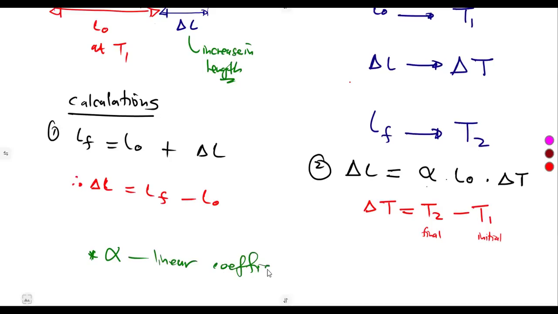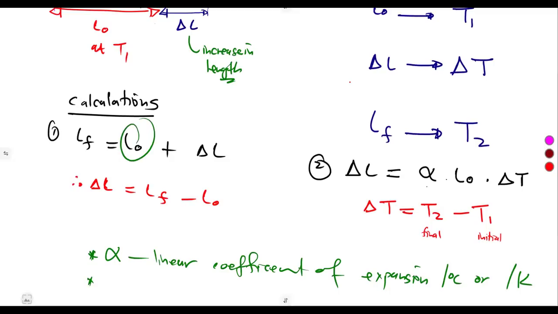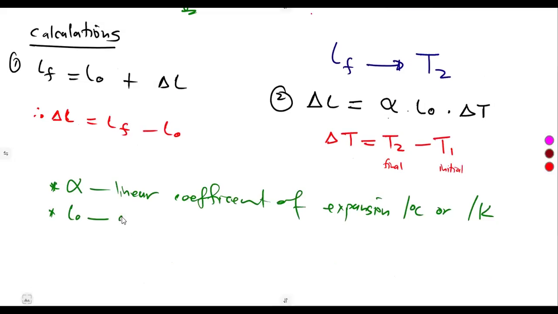Remember, this is the linear coefficient of expansion, which is taken as per degree Celsius or per Kelvin. We also have L0, that is the original length, the initial length of the object. It can be in meters, millimeters, or centimeters, depending on what you're working with. You can use the units that you are comfortable with. Basically, we just use meters.